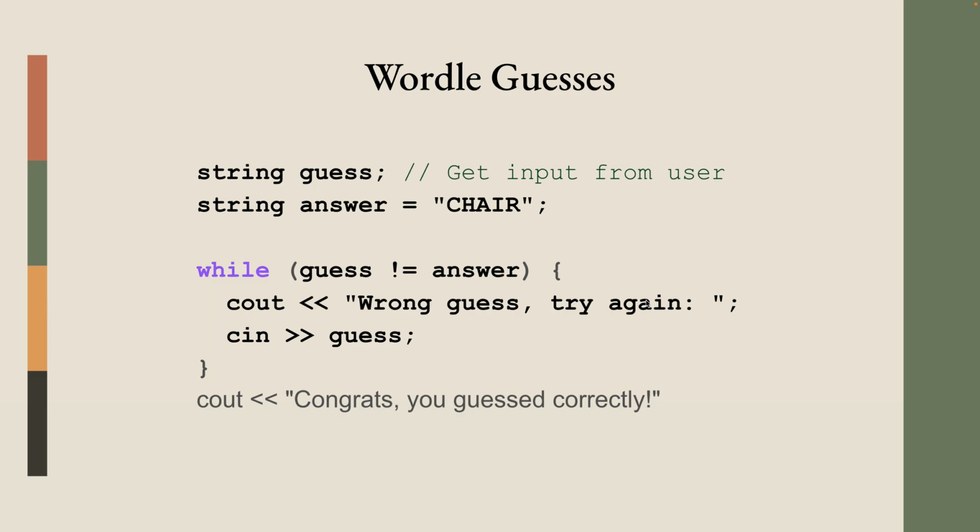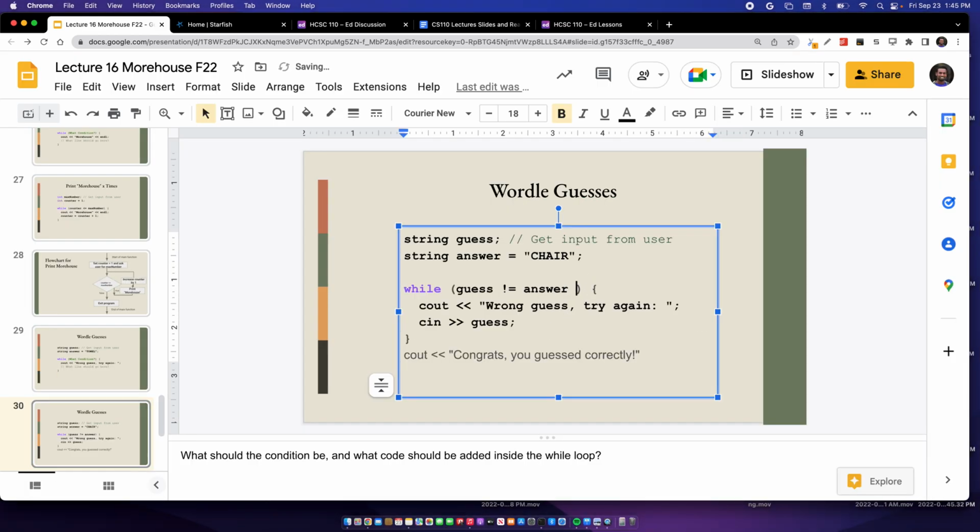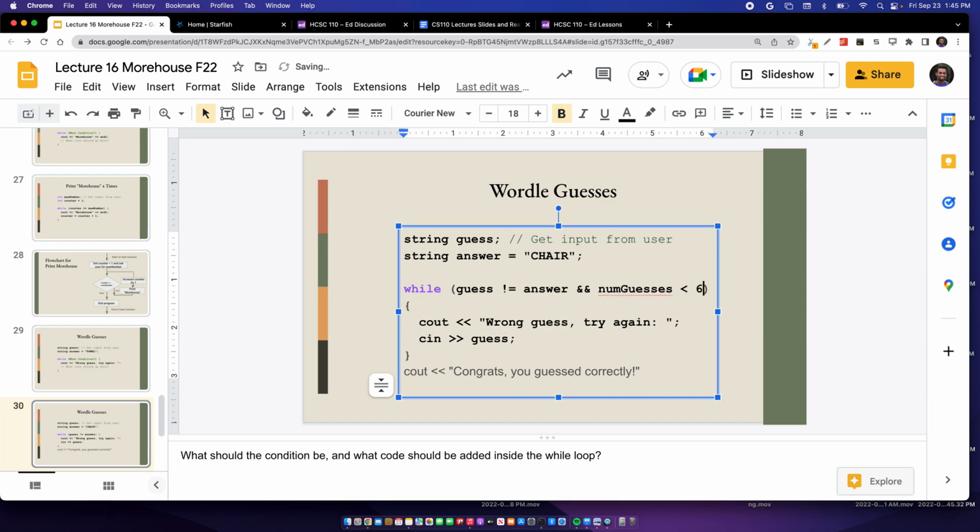Yep. What if you put a counter on it so that it eventually stops if they never get it right? Yeah, so in Wordle, especially because we're trying to limit it to 6 guesses, that kind of combines a counting problem with a validation problem. And so in that one, it would look something like while guess doesn't equal answer, and we would also need to check while num guesses is less than 6. So we would need both conditions to be true.